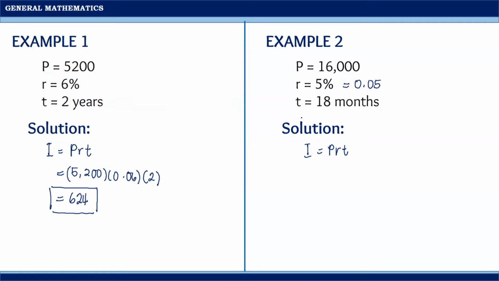And the time being given in months, we need to convert it into years. So since we have 18 months here, converting it to years, it will be equal to 1.5. Therefore, the interest will be equal to 16,000 times 0.05 times 1.5. Therefore, the interest earned will be equal to 1,200.